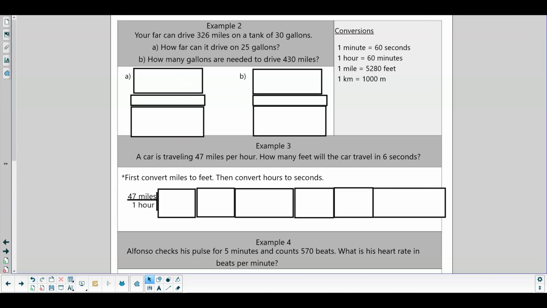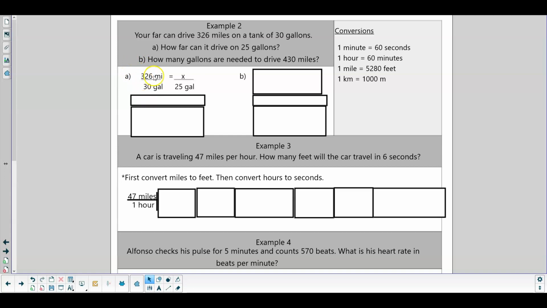Occasionally, you'll get some examples that ask you to solve for a missing variable. And if I give you a rate, like the one in example 2, it says how far you're going to be able to drive is 326 miles on a tank of 30 gallons. Letter A is asking how far can you drive with 25 gallons. So you could do a rate with miles on top and gallons on the bottom, and then find your unit rate and multiply that with the 25. Or you can set this up as a proportion, which is what I chose to do.